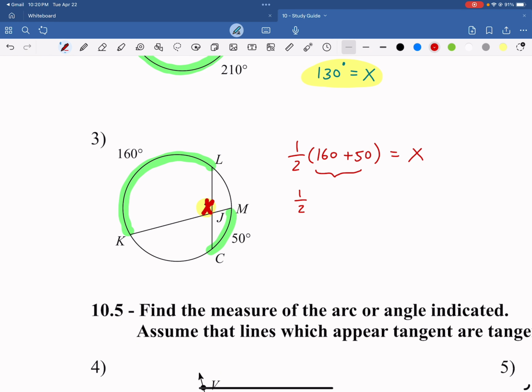So 160 plus 50, that is 210. Well, 210 divided by 2, plug that into a calculator, that is really just going to be 105 degrees. Nothing crazy to it.